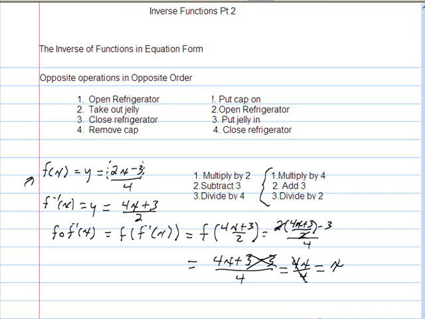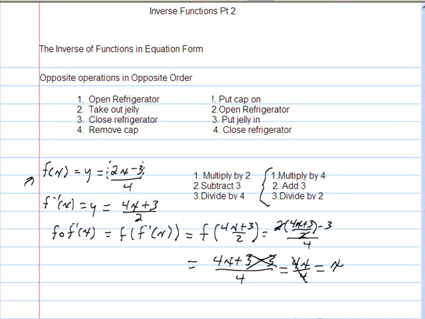So f inverse took x and changed it to this very complex expression, 4x plus 3 over 2, but f took the 4x plus 3 over 2 and changed it right back to the x again. So it is the case that when we did opposite operations in opposite order, we really did get the inverse of the function f.